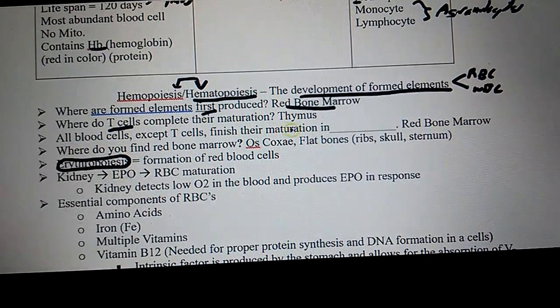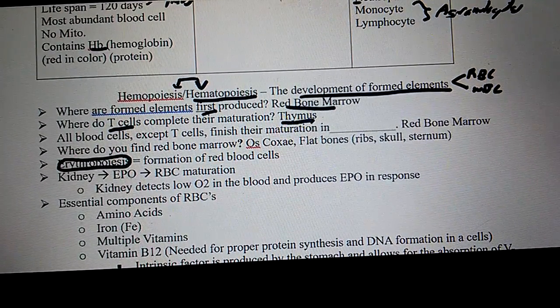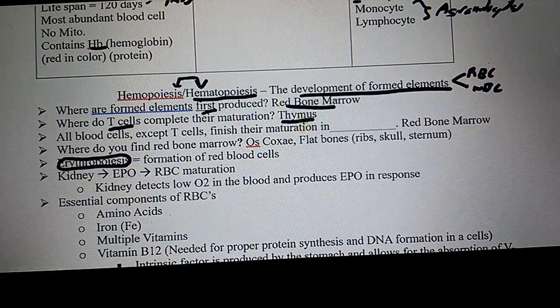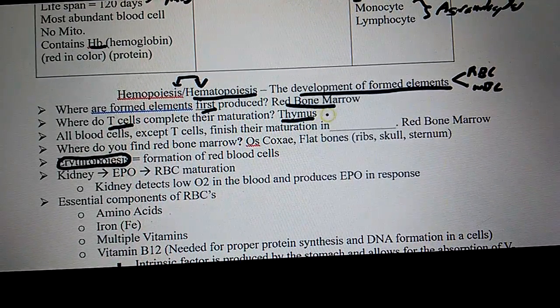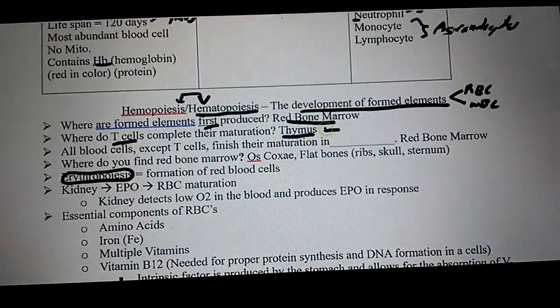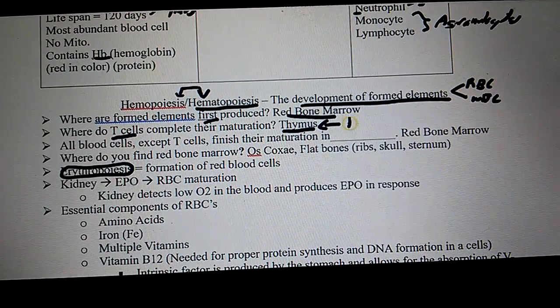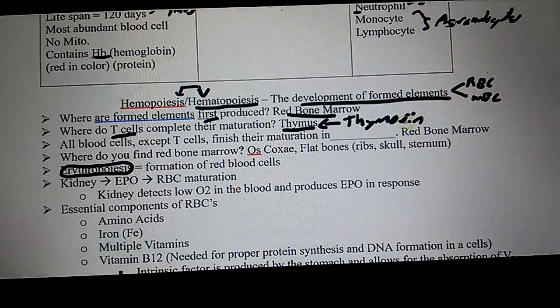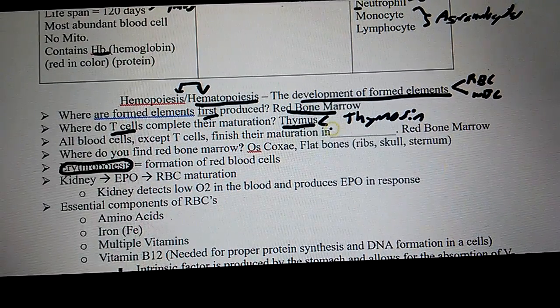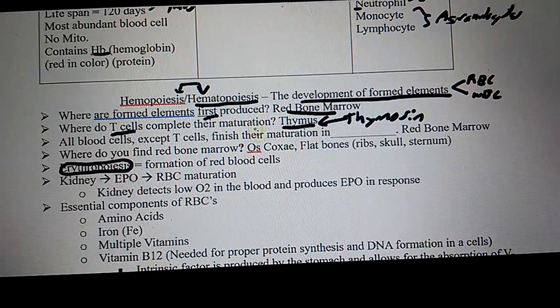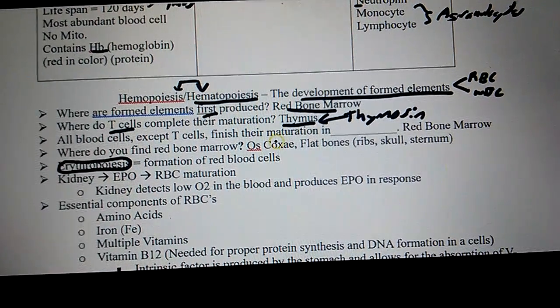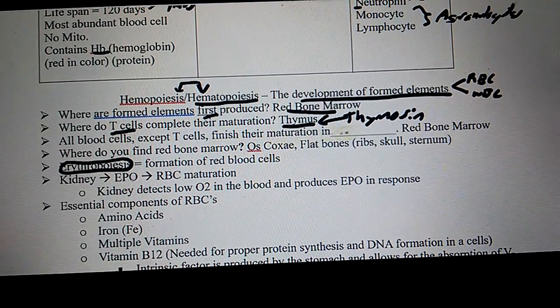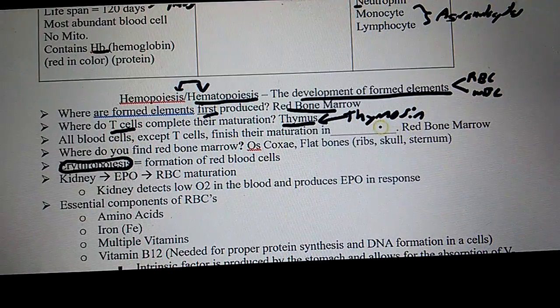T cells. T cells finish their maturation in the thymus. Back to what we did from endocrine: what hormone stimulates the thymus to produce T cells? Thymosin. All blood cells except T cells finish their maturation in the red bone marrow.